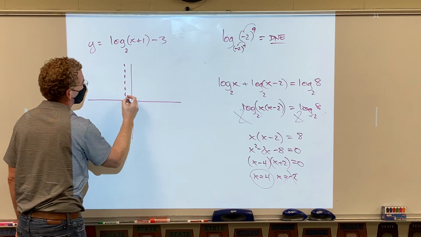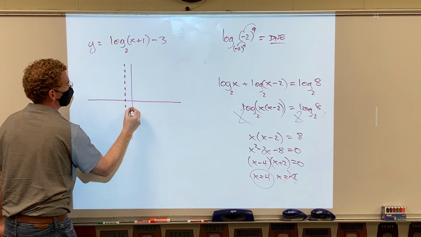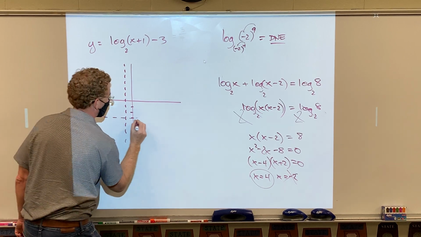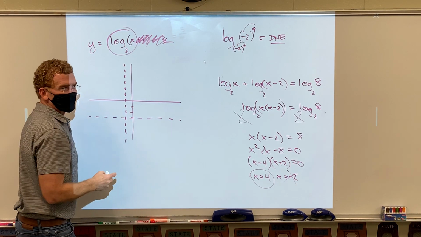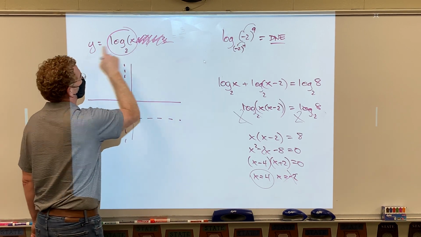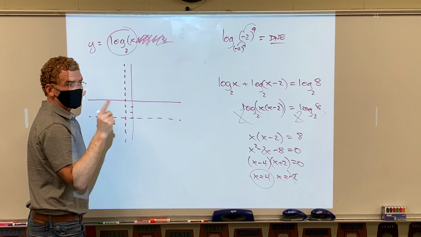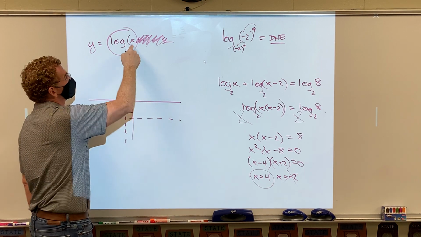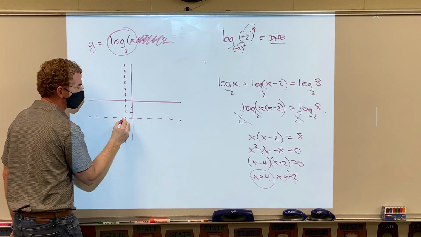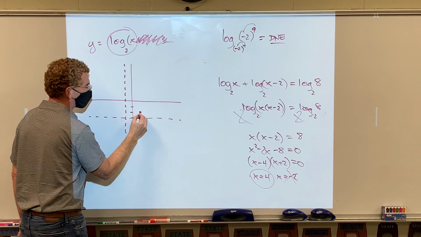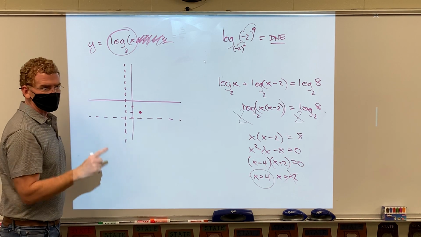Left 1, down 3, and then that's gone. All I got to do is think about this. So what are the easiest 2 values to plug in here? Logging a 2 is great, because if I plug a 2 in there, I get log base 2 of 2, which is 1. So mark the point from here, over 2, up 1.